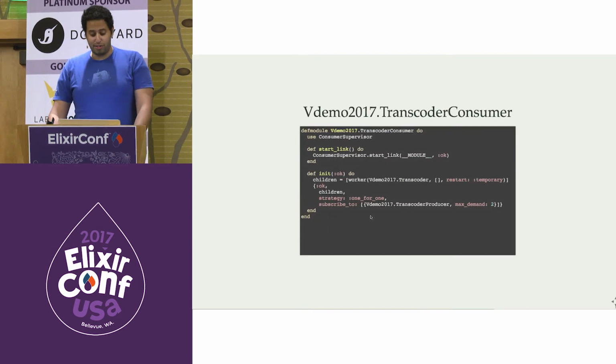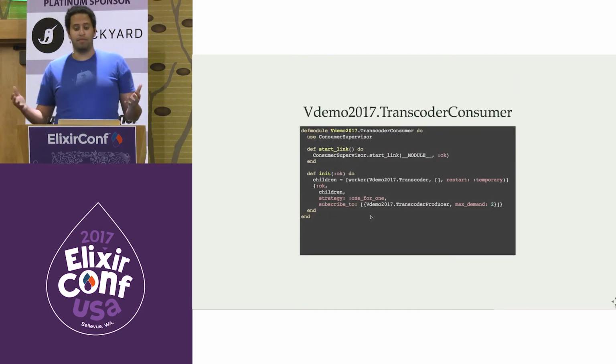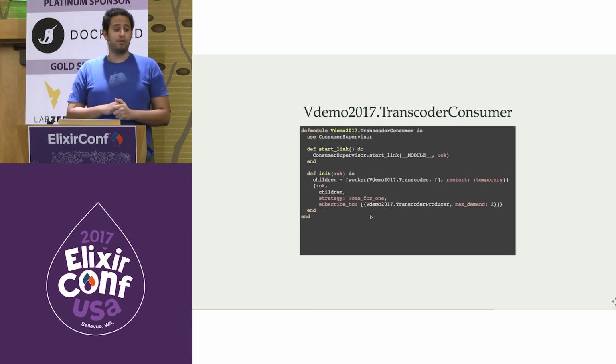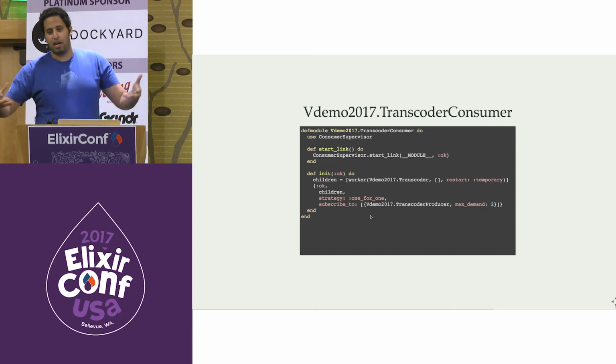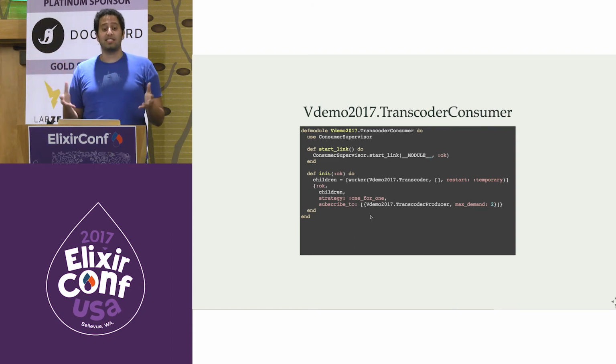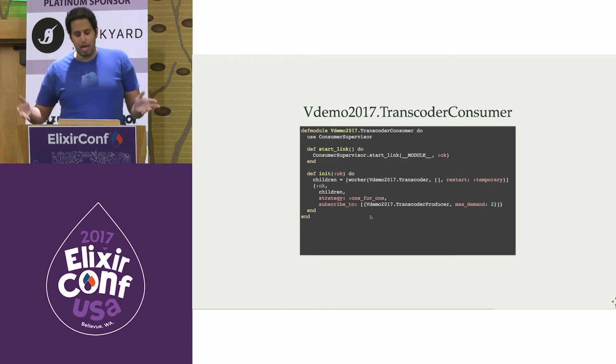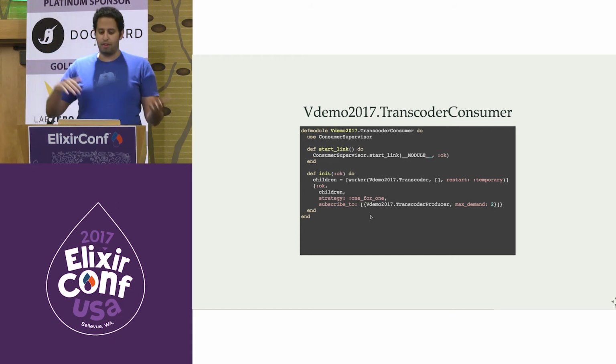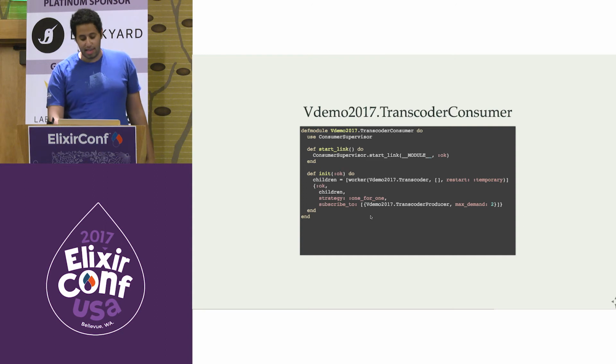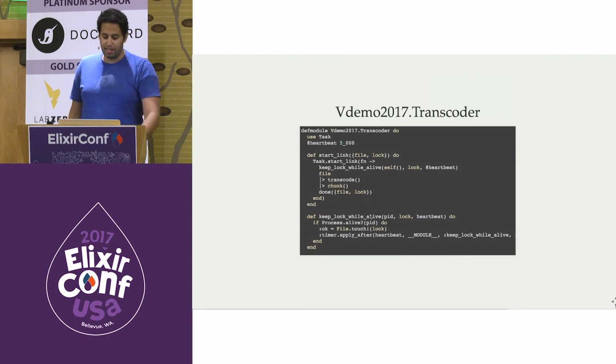Let's talk about the Transcode Consumer. For those of you who aren't familiar, Consumer Supervisor is a great abstraction over the standard consumer. It lets you spin up a generic task, essentially, for each event that comes in. That basically simplifies the code of whatever you're doing on the other side. And in this case, we're going to be transcoding video.